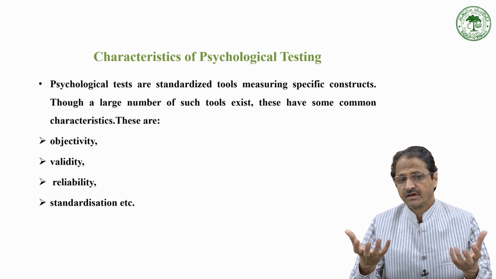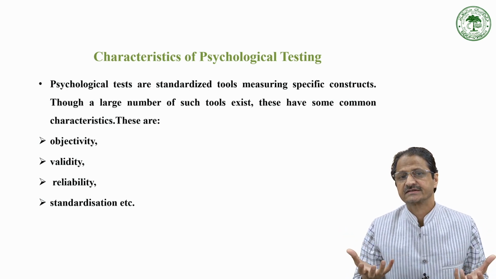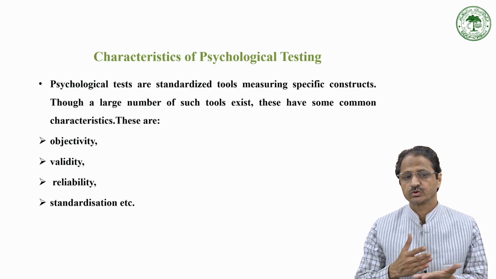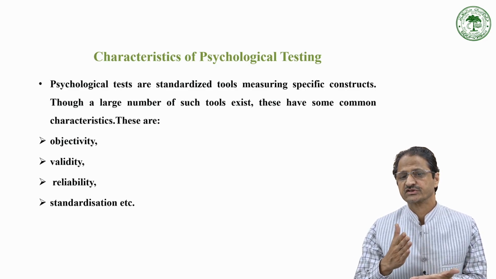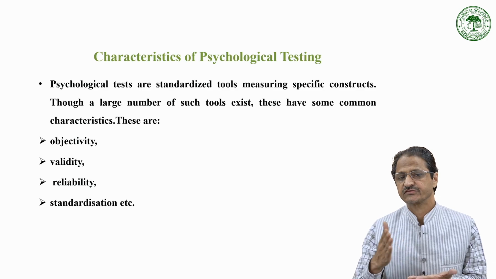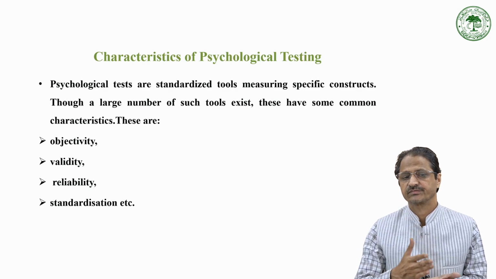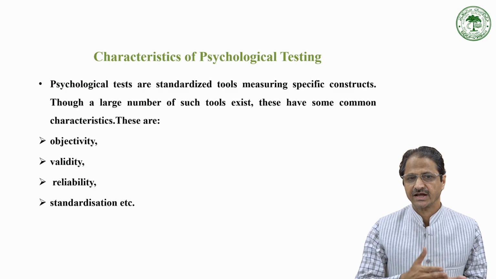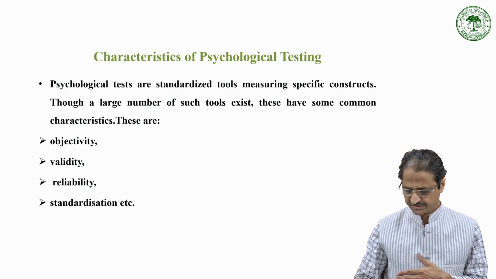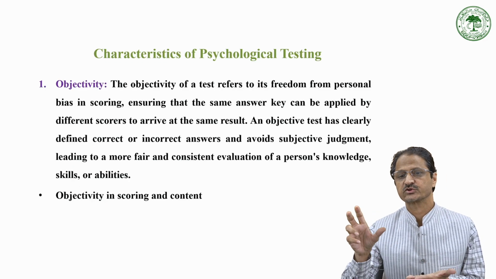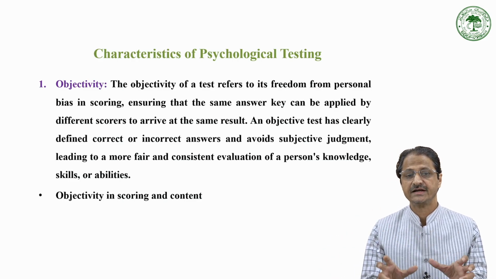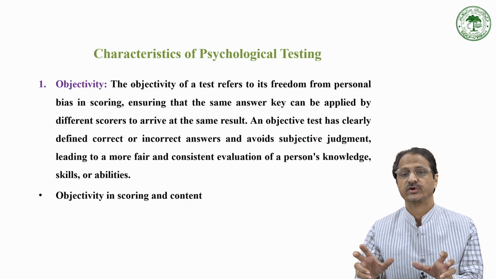Take for example intelligence. Intelligence is a construct, achievement is a construct, personality is a construct. Though a large number of such tools exist, these have some common characteristic features. These are objectivity, validity, reliability, and standardization. In regard to the scoring procedure, objective in regard to the content which has been incorporated in that.